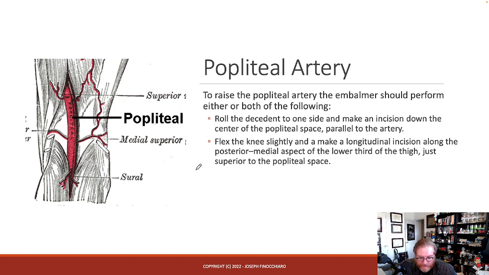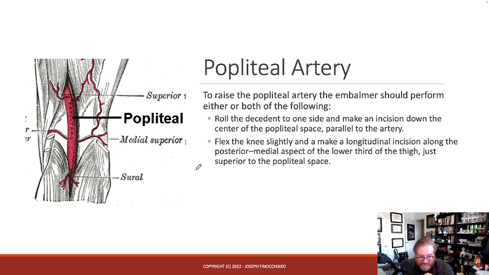It says here to get the artery, roll the decedent to one side and make the incision down the center of the popliteal space parallel to the artery. I am not a big fan of rolling the bodies and holding there while I make the cut and dissect. Should be implied here, maybe it's mentioned in the book and I just didn't translate it over to the slide, that you have someone holding the body for you. Again, this is not something I care to do. I'm just going to go right for the table, or right for the tibial.